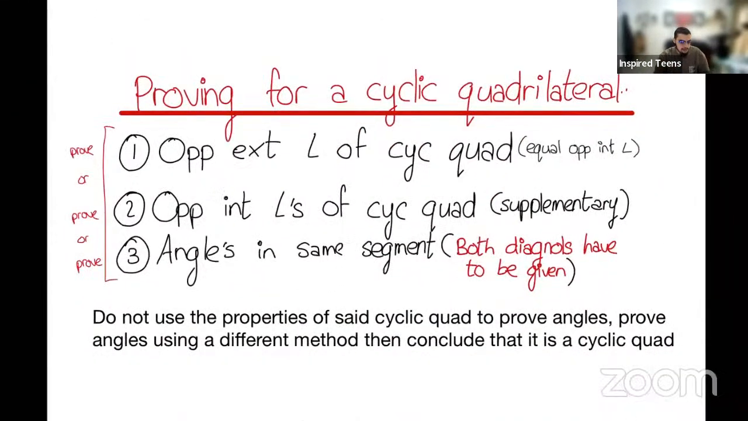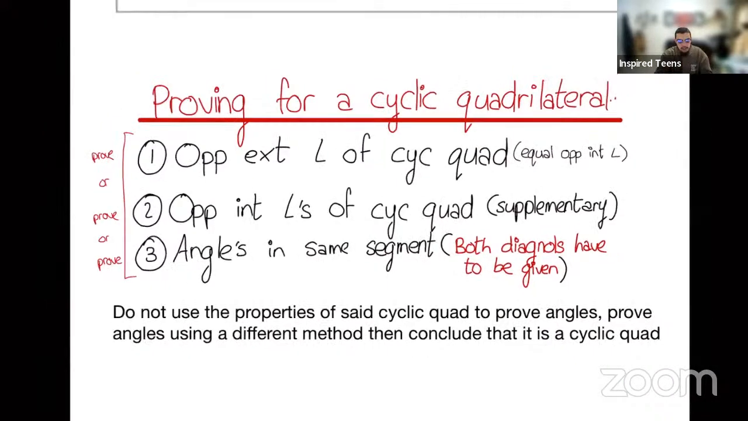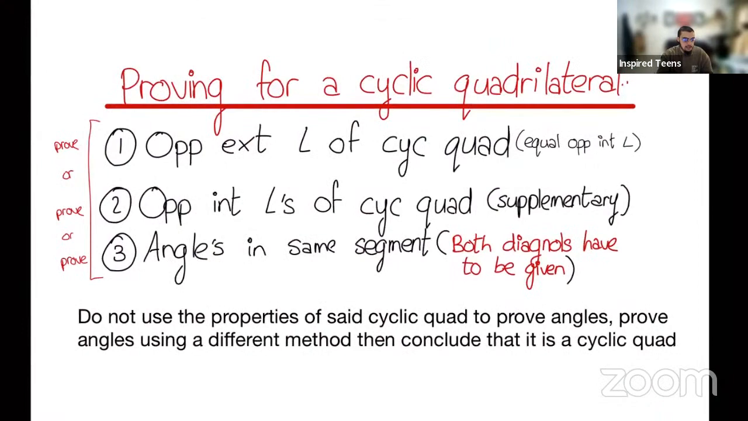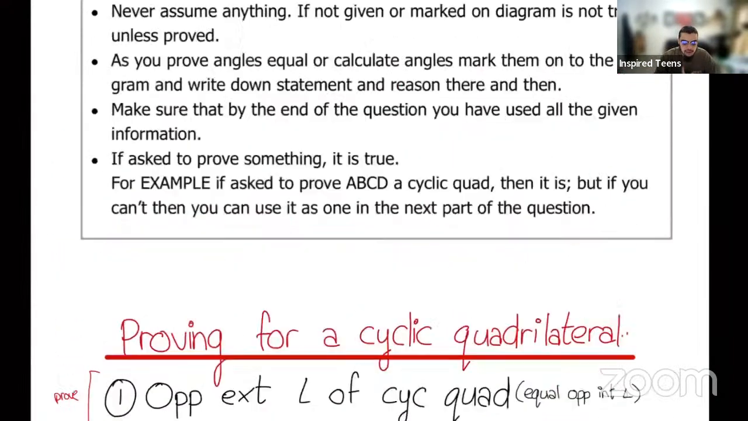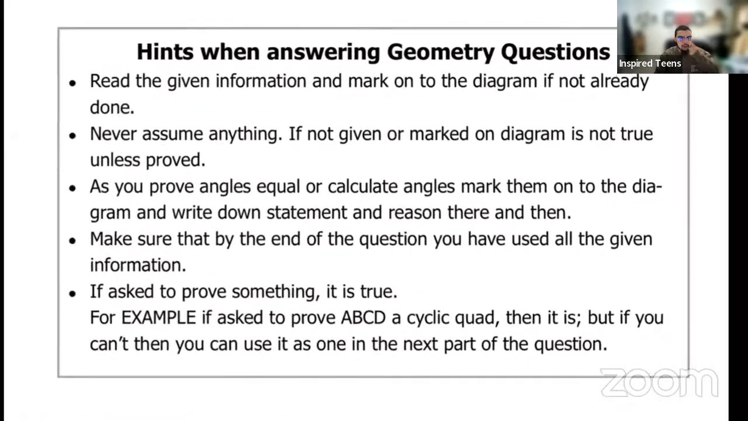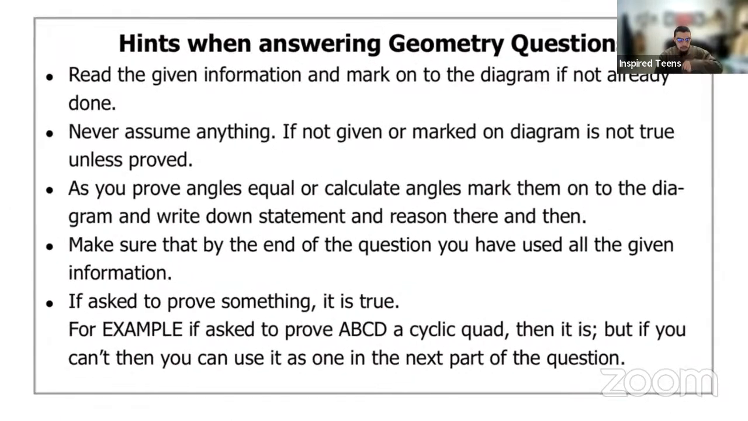Just things like, okay, this is also important, proving for cyclic quadrilateral, which is very common. And the last point, right? Do not use the properties of said cyclic quadrilateral to prove angles using a different method, then conclude that it's a cyclic quad. All of these things are theoretical concepts, important notes and hints that you need to remember. But the most important thing is actually practically doing this, getting the practicality of these statements.